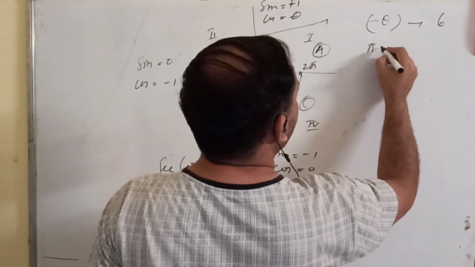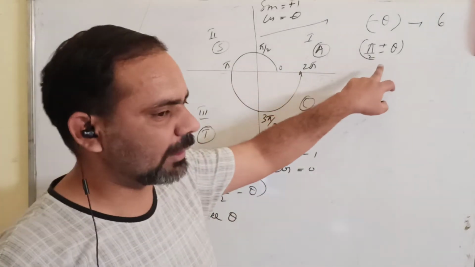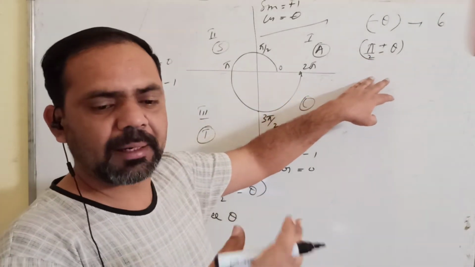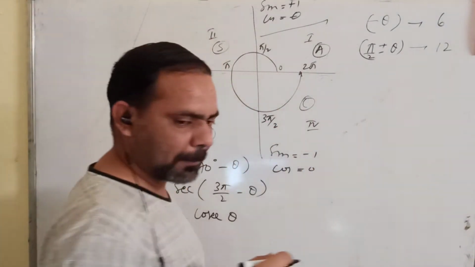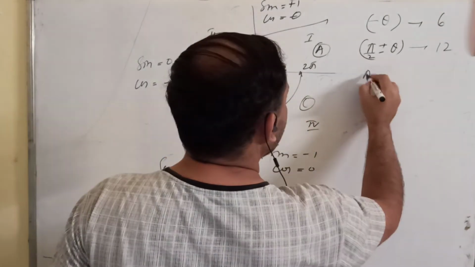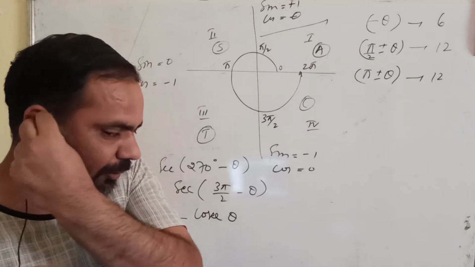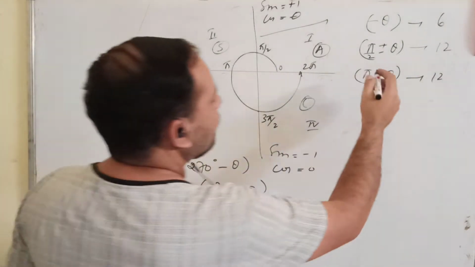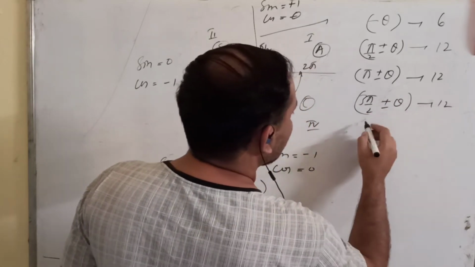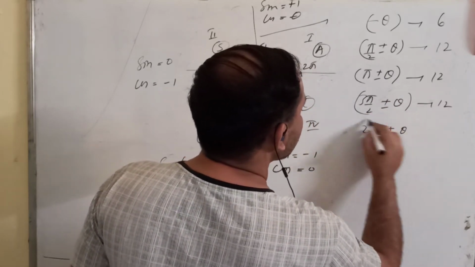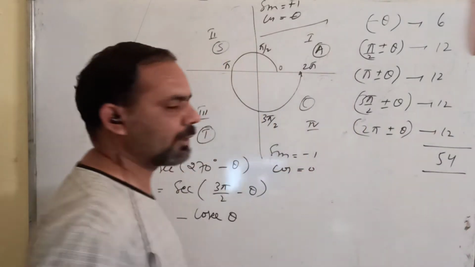Then you can write the values for pi by 2, or 90, plus minus theta, means sine 90 plus theta or sine 90 minus theta. Similarly for all the 6 trigonometric ratios, this will be 12 ratios. Then pi plus minus theta, again 12 ratios. Then 3 pi by 2 plus minus theta, again 12. And then 2 pi plus minus theta, again 12. How much is this? 54, as I told you.